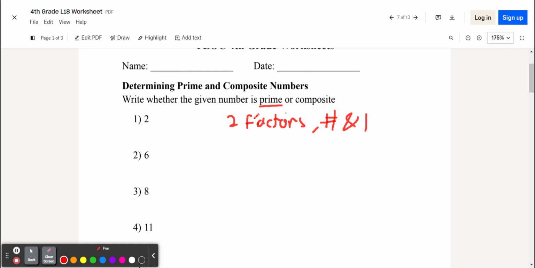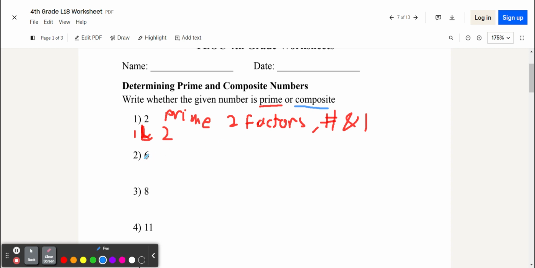So for the first number, number 2, if we look at its factors, we can tell that it has the factors 1 and the factor 2. And then 1 times 2 makes 2. And because there are only two factors, 1 and itself, we know that 2 is prime. And then any number that is not prime is composite.